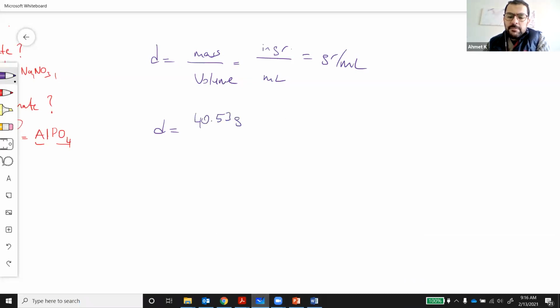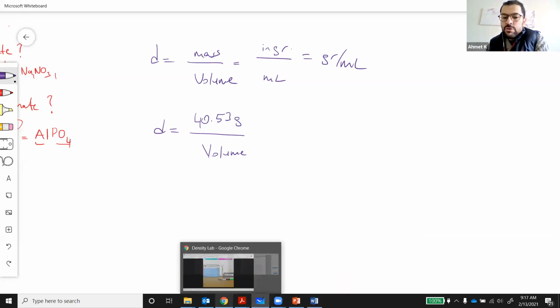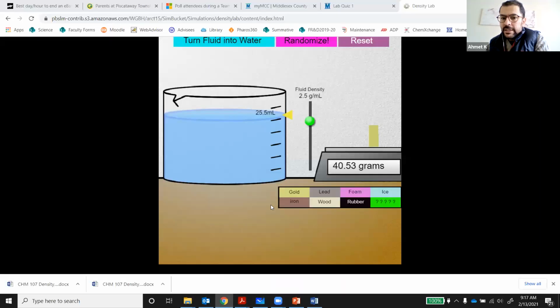So I know the mass, 40.53 grams, and now I need to find the volume. If it's a regular cylinder, you can calculate it: with a ruler you can measure the diameter, then calculate the area, and area times the height gives you the volume. But if it's an irregular shape, then you can use a water displacement technique. So now you can bring this down. What's the graduated cylinder reading right now?